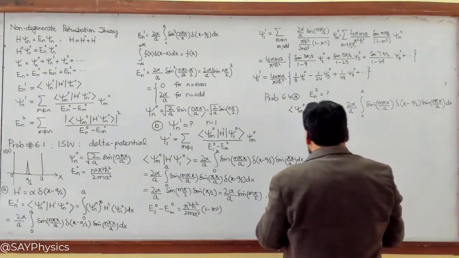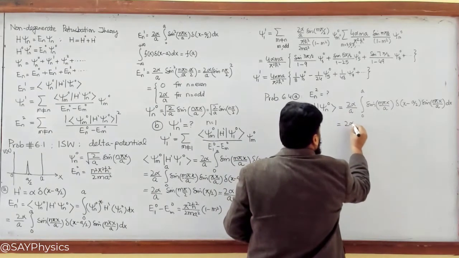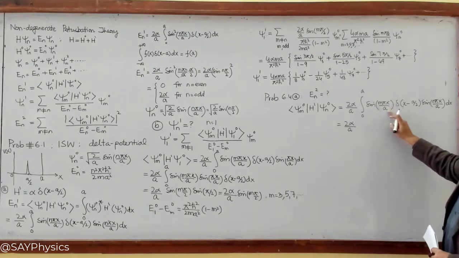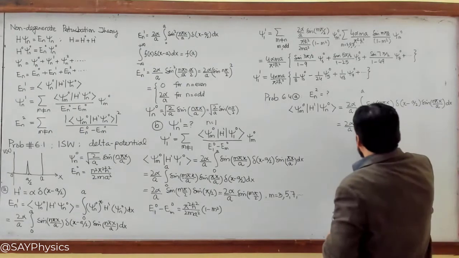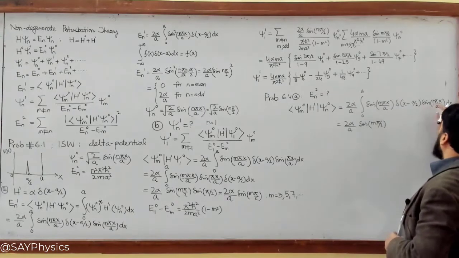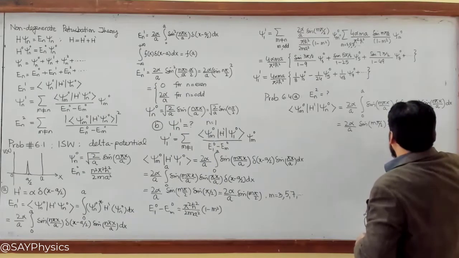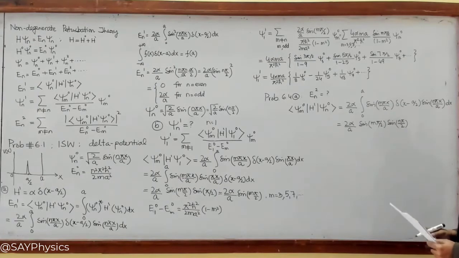And now you apply the delta function. The result will be 2 alpha over a. When x is a by 2, it will become m pi by 2, so sine m pi by 2, and this one will become sine n pi by 2. Sine m pi by 2 and sine n pi by 2.